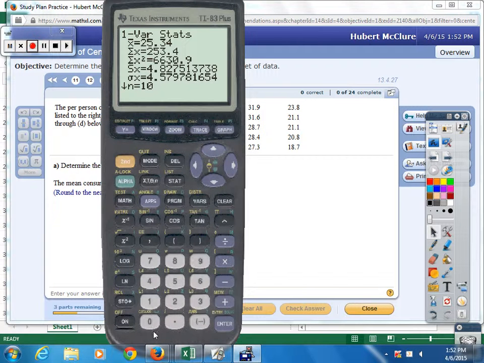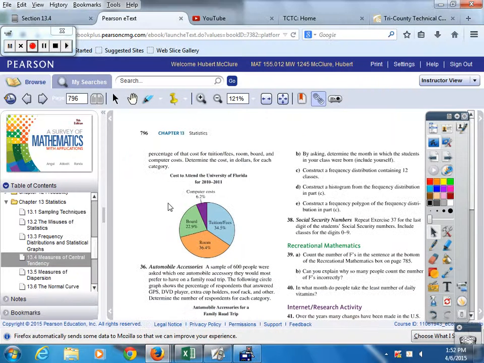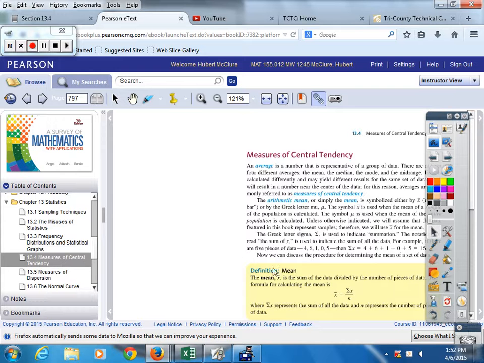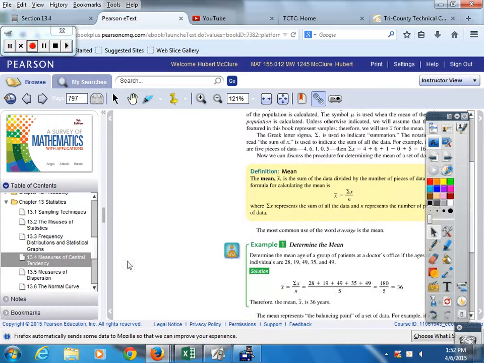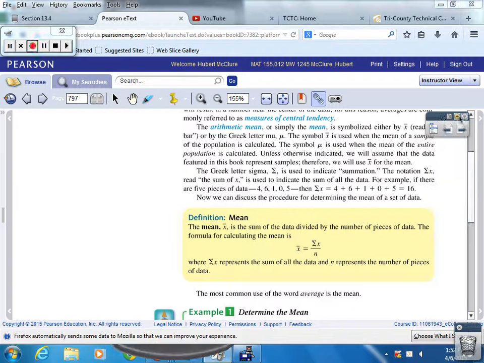Question, gripe, complaint. That's not difficult, is it? Do it on your calculator or do it by hand, either one.